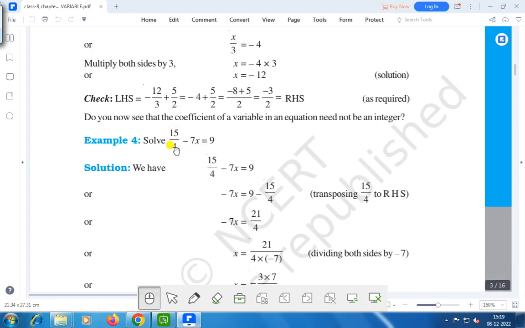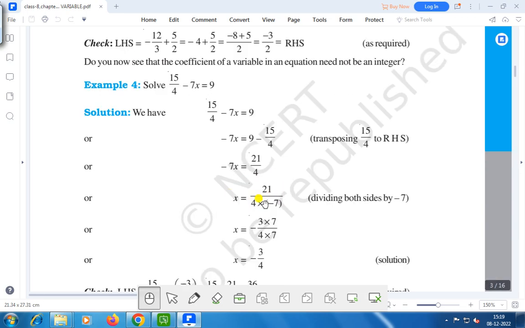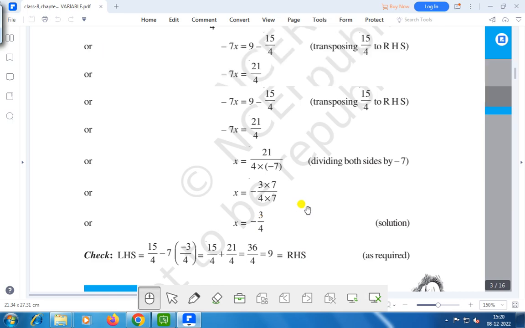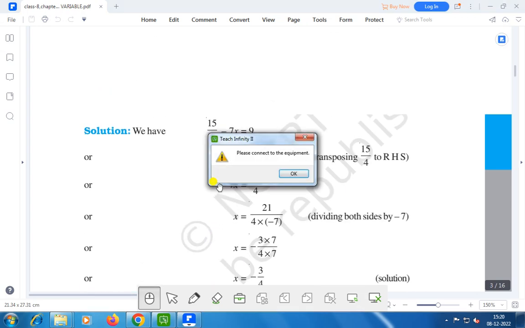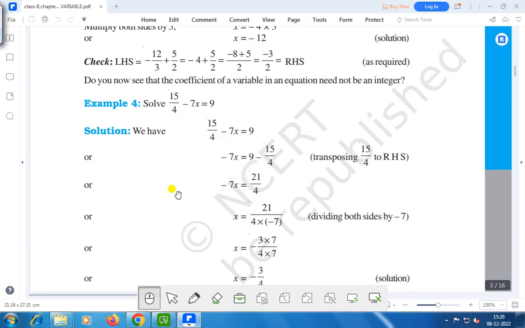Solve 15 by 4 minus 7x is equal to 9. Minus 7x is equal to 9 minus 15 by 4, or minus 7x is equal to 21 by 4. Or x is equal to 21 by 4 into minus 7, that is x equal to minus 3 by 4. Check left hand side, that is 15 by 4 minus 7 into minus 3 by 4, is 15 by 4 plus 21 by 4, 36 by 4, that is 9, which is equal to right hand side. In this way, you have to solve the various linear equations.